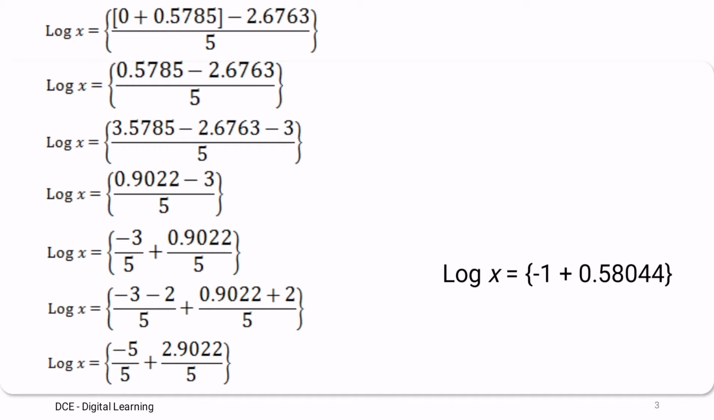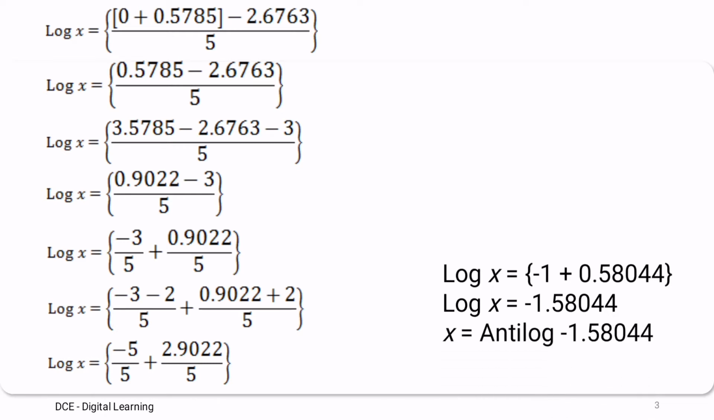2.9022 divided by 5 becomes 0.58044. So log x is bar 1.58044. So x equals the antilog value for bar 1.58044. So the antilog value for 0.58044 is 3806.